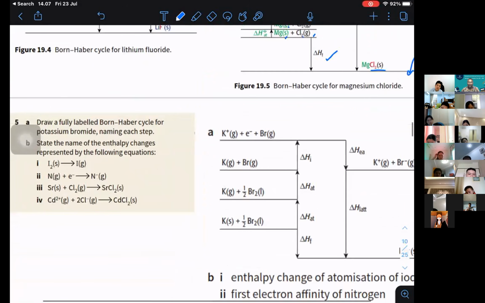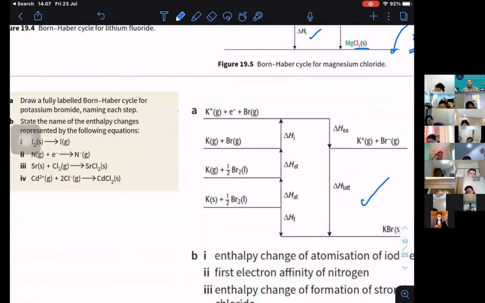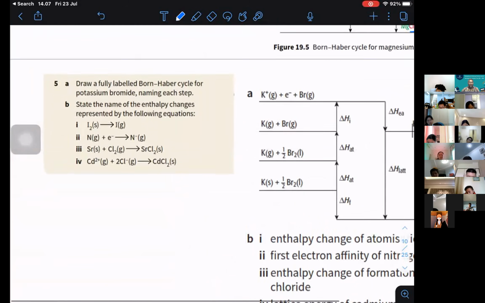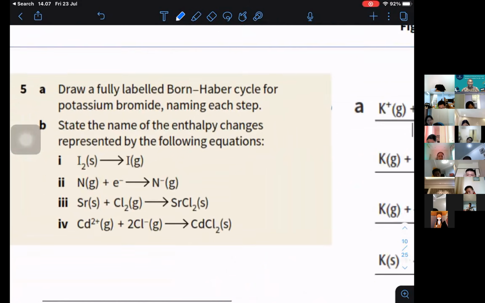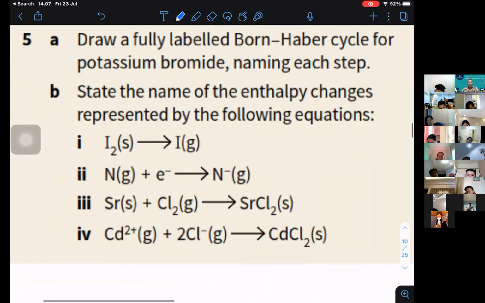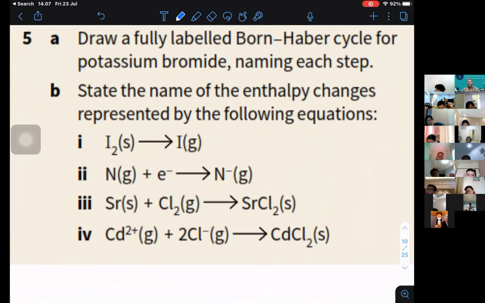Drawing. I think by now you should be able to draw. This one and this one also. Whenever you look at the enthalpy changes, you should be able to tell what type of enthalpy change it is. So maybe I'll just test you over here, Josh. Can you tell me 5B1? What type of enthalpy change is that? Enthalpy change of atomization. This is going to be the enthalpy change of atomization of iodine.